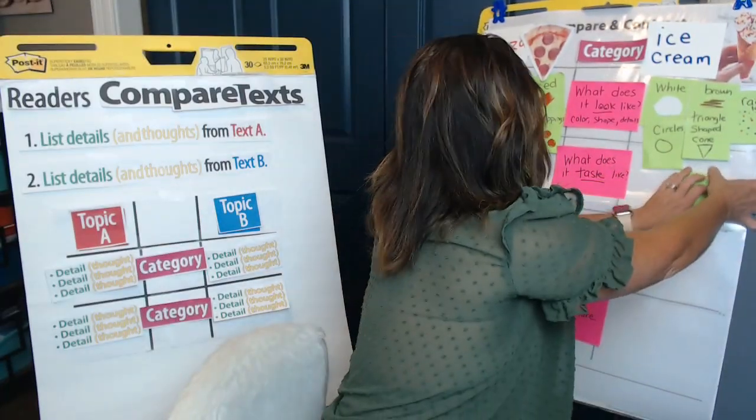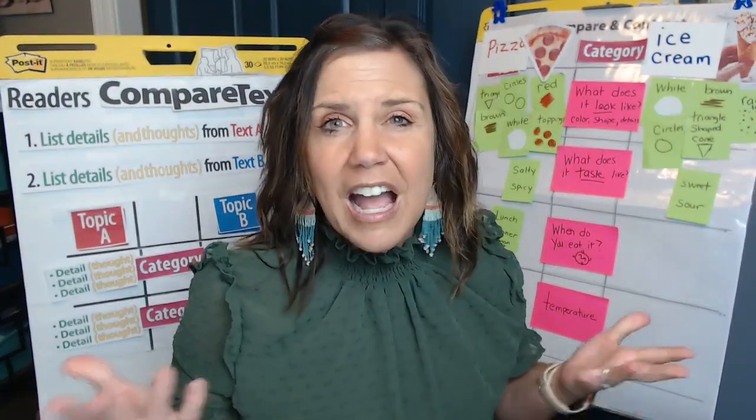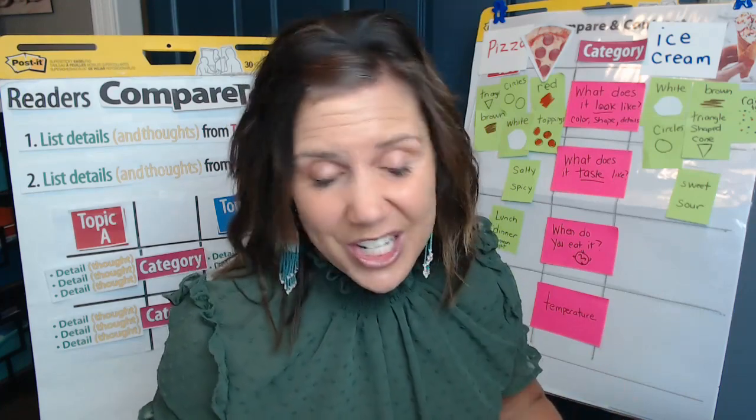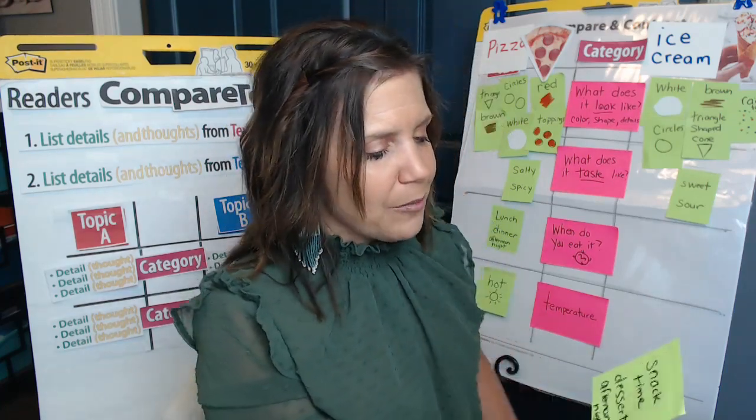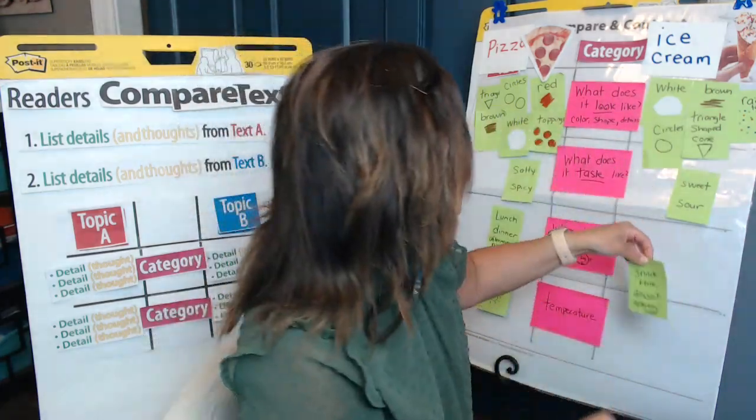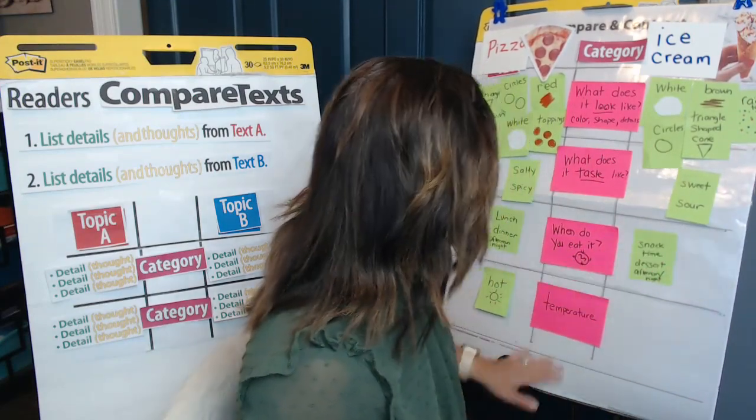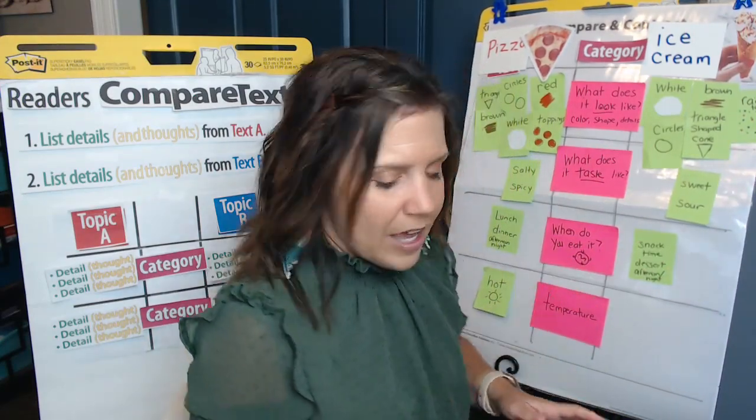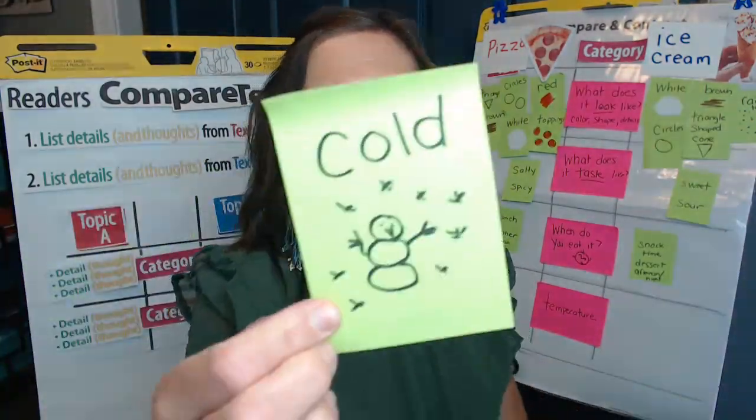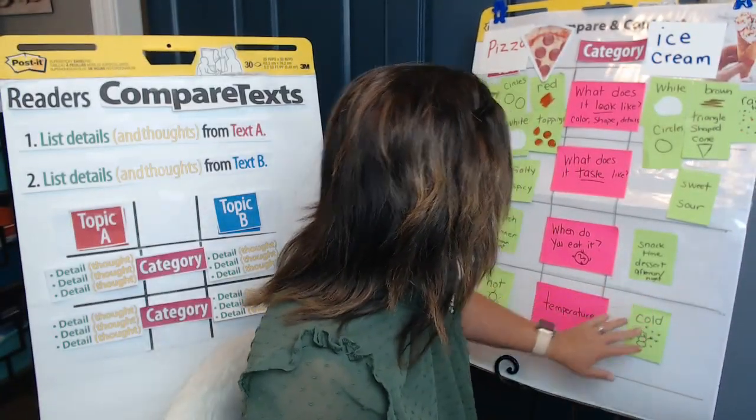And then when do you eat ice cream? Well, I think of ice cream mostly as a snack or dessert, right? Something after you eat your meal. So I put snack time, dessert, but it's afternoon or evening usually that you eat ice cream. You don't normally eat ice cream in the morning for breakfast time. And temperature, well, you have to have your ice cream cold, like freezing cold, right? Or it would be soup. So I wrote cold with a little snowman there so we know that we want it cold.